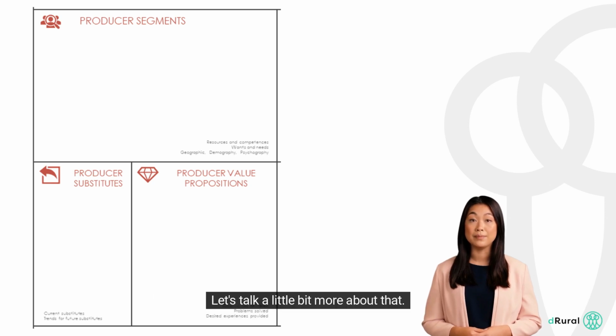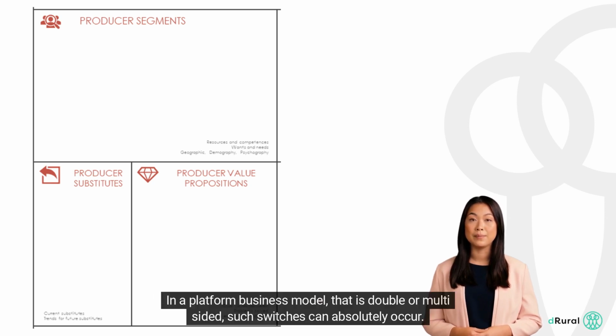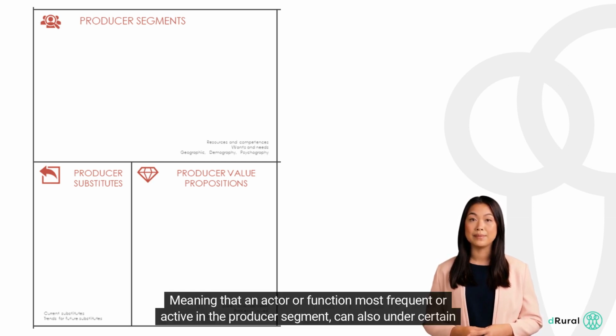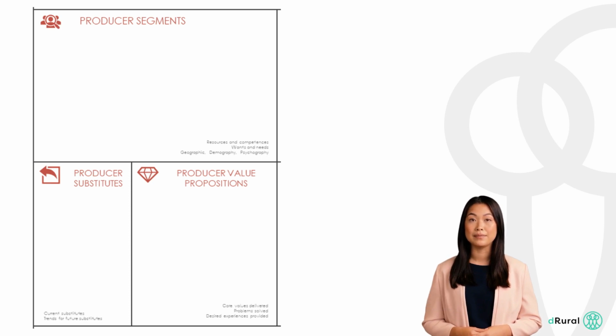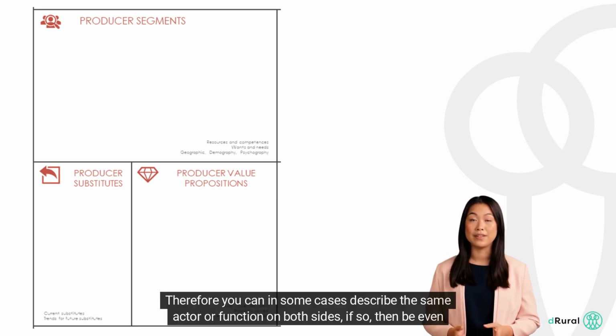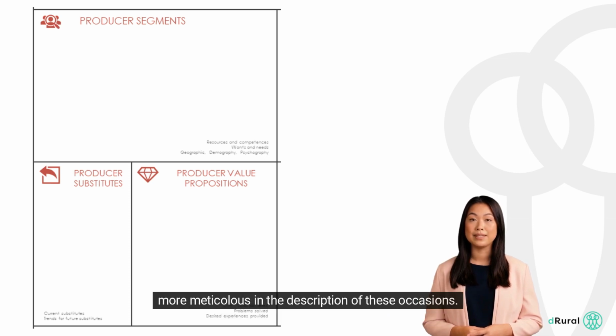Let's talk a little bit more about that. In a platform business model, that is double or multi-sided, such switches can absolutely occur, meaning that an actor or function most frequent or active in the producer segment can also, under certain conditions, actually be active as a consumer on the platform. It is important to acknowledge and understand this. Therefore, you can in some cases describe the same actor or function on both sides. If so, then be even more meticulous in the description of these occasions.